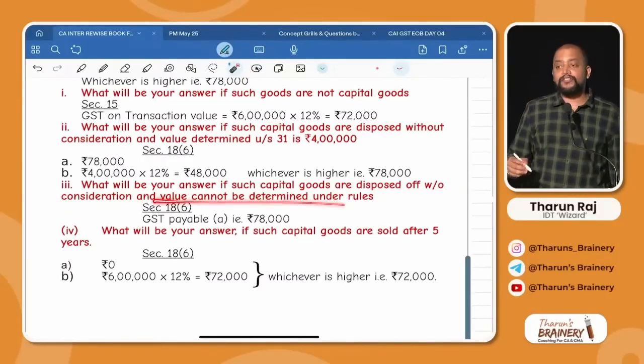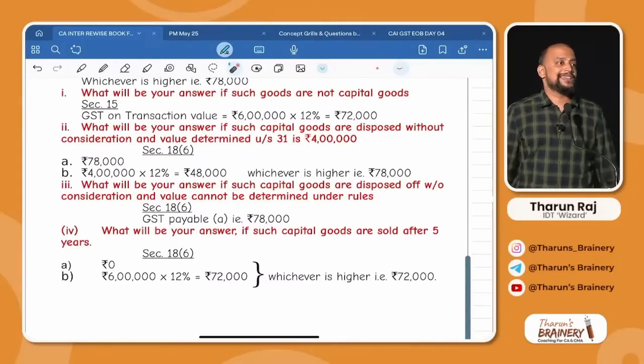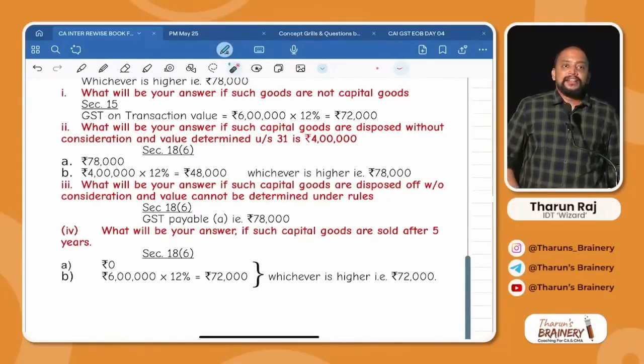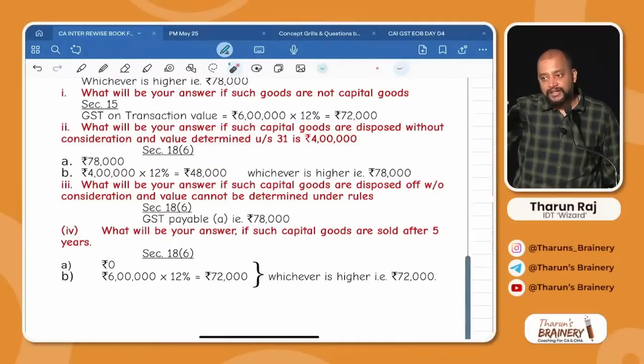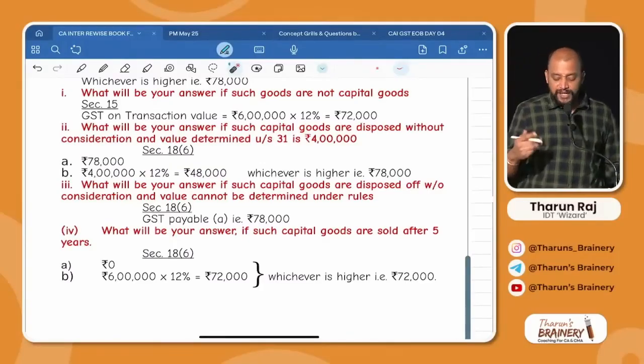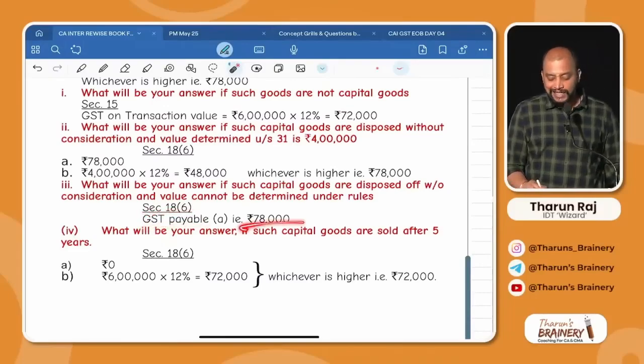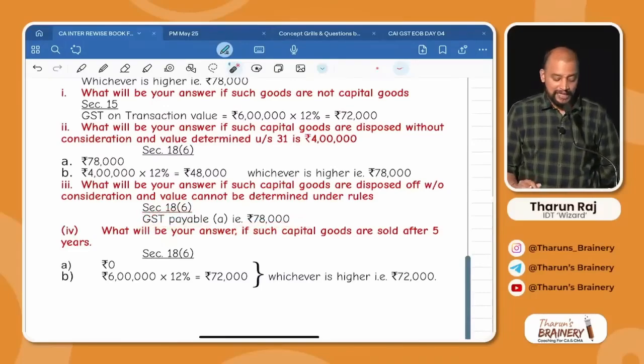Next, third part. What will be your answer if such capital goods are disposed of without consideration and the open market value or fair market value cannot be determined, value cannot be determined as per rules? Then in that case, only A will be there, B will not be there. What is A? 78,000, and B will be 0. So 18,600 GST payable will be A, that is 78,000, B will not be there.